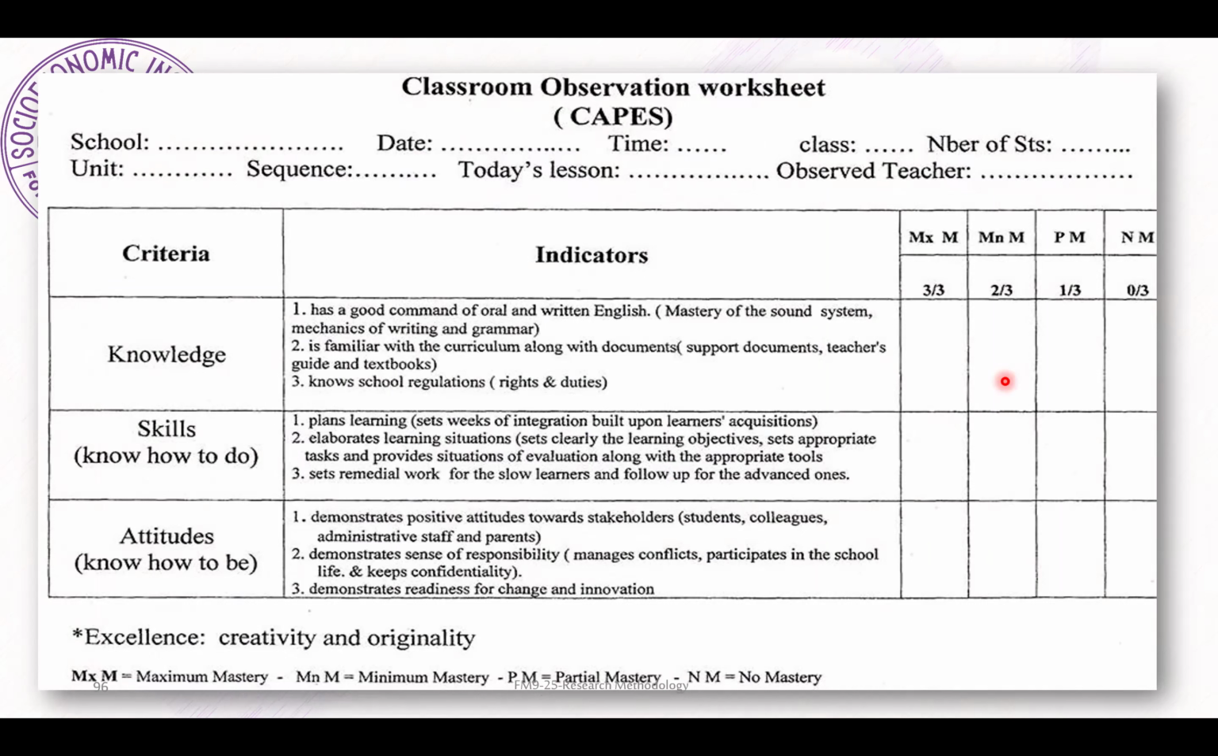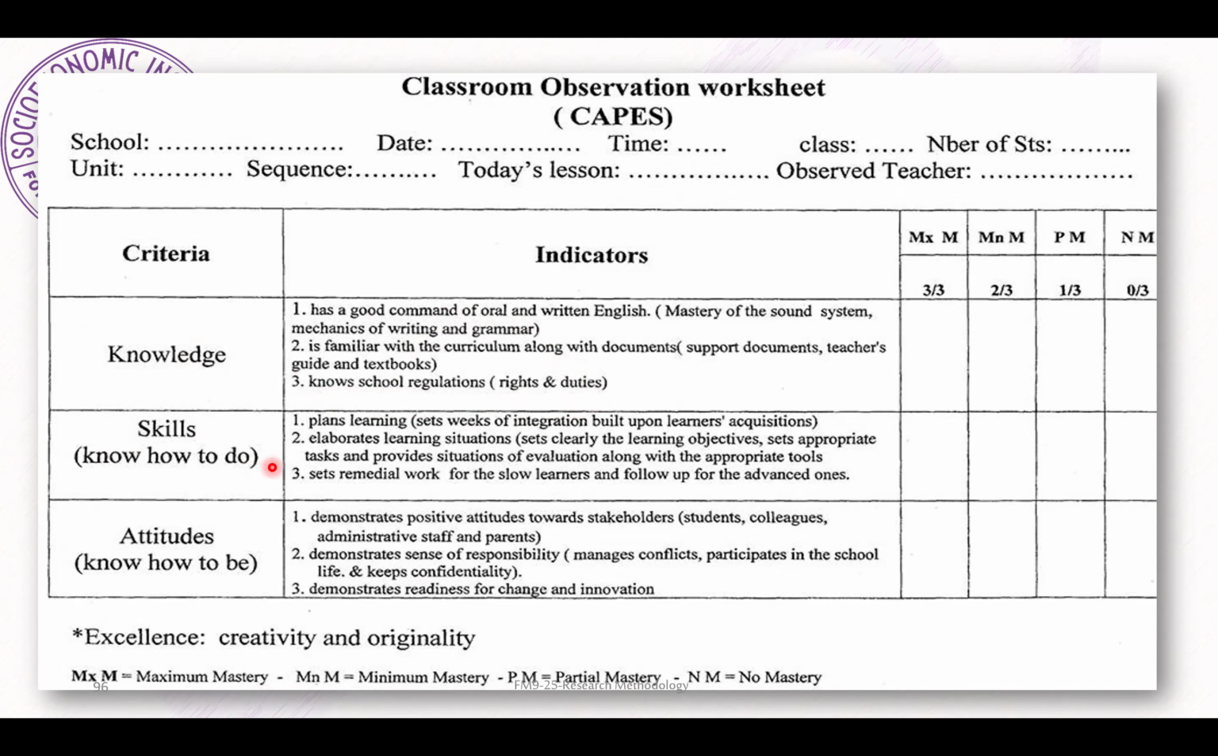So usually a classroom observation sheet can be based on knowledge, can be based on skills, which is know how to do, and attitude, which is know how to be. And when we collect the data about knowledge, we check whether certain indicators are present, like they have a good command of oral and written practices, they are familiar with a certain issue, or they have knowledge of the regulations that are controlling them.